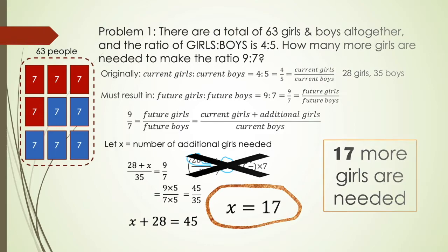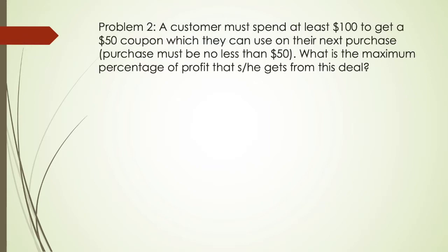Next problem. Now this is one I personally experienced at a supermarket. It would seem easy for many, but many people get tricked with this type of stuff on a test, just as we do at a supermarket. So the problem reads, a customer must spend at least $100 to get a $50 coupon, which they can use on their next purchase, but the purchase has to be no less than $50. Overall, for this whole process, what is the maximum percentage of profit they can get from this deal?